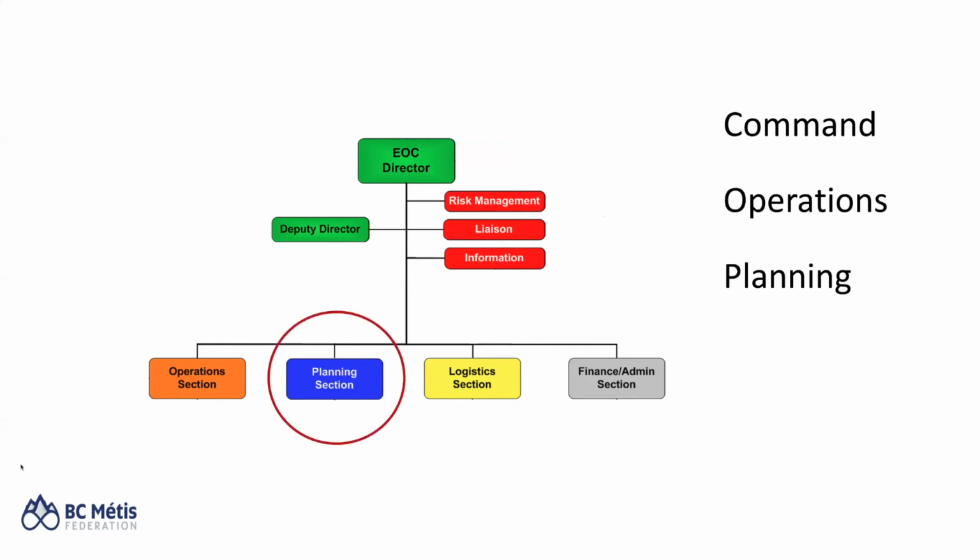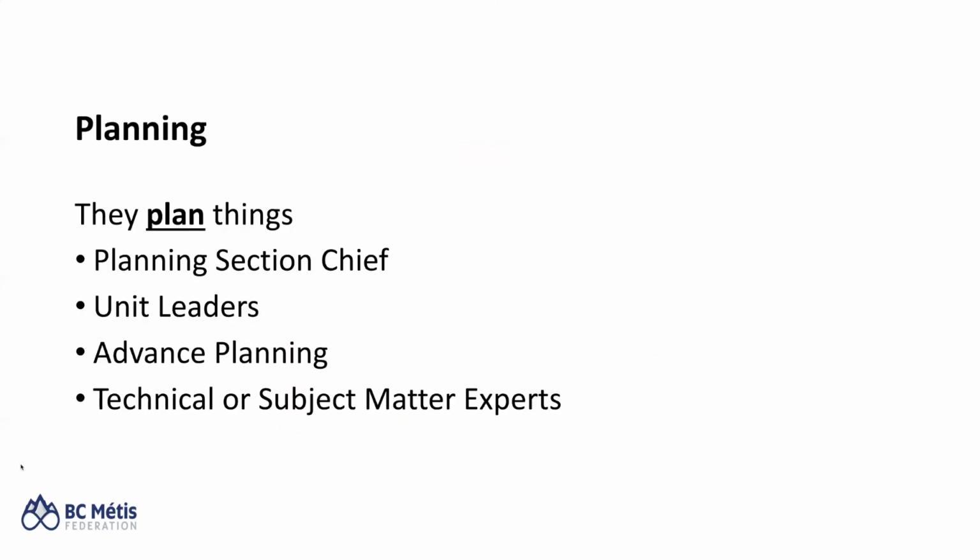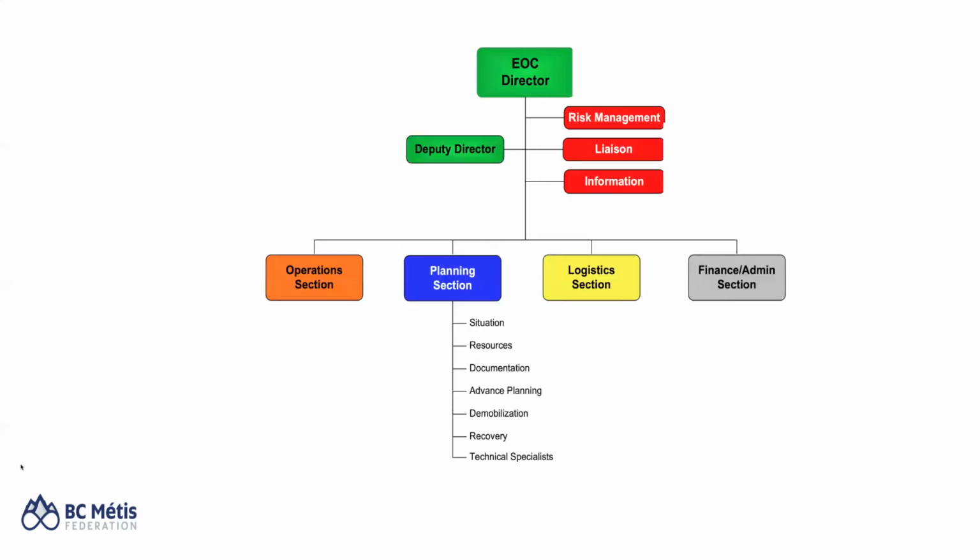The planning section. Well, they plan things, as the name suggests. There will be a planning section chief. There could be different unit leaders. This is where a lot of the what-if type advanced planning comes together. So there's quite often an advanced planning unit. And also there may be a collection of technical or subject matter experts. And this is what your planning section chart could look like.